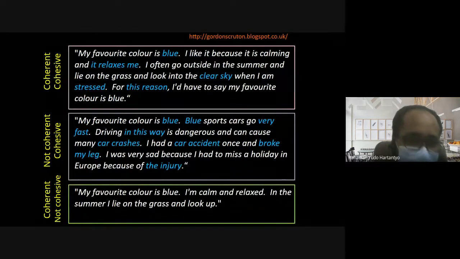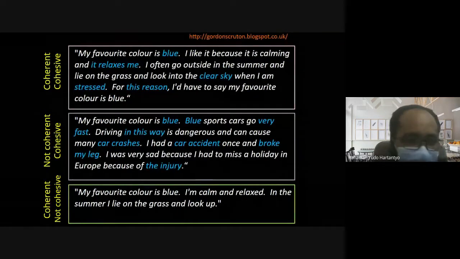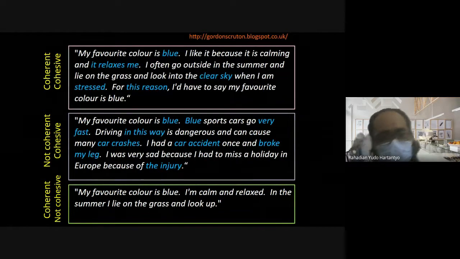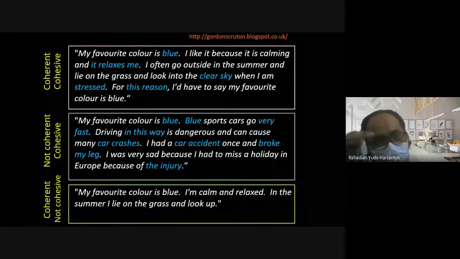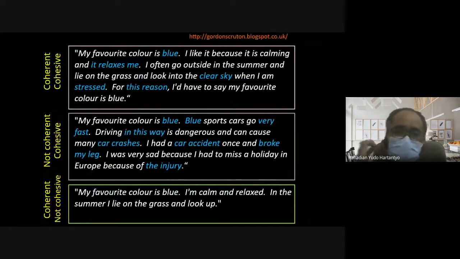Okay, then the last example. My favorite color is blue. I'm calm and relaxed. In the summer, I lie on the grass and look up. Yeah, it's coherent because there's no strange sentence and it is well structured. But if we read this paragraph, we feel stuck. I don't know what the best term is to say this. There's no flow in this paragraph, just like that.